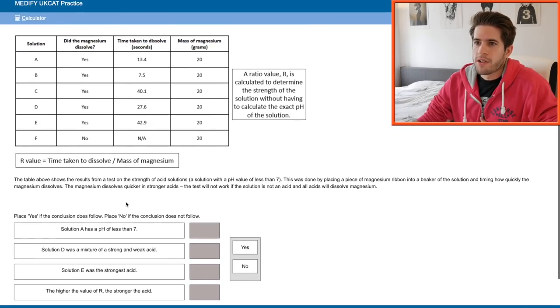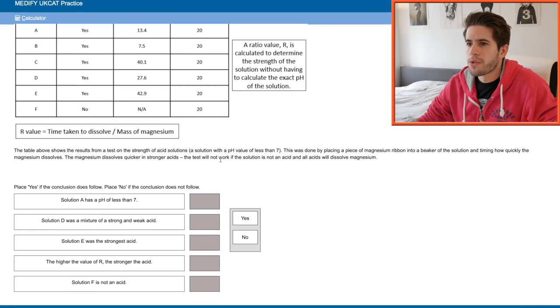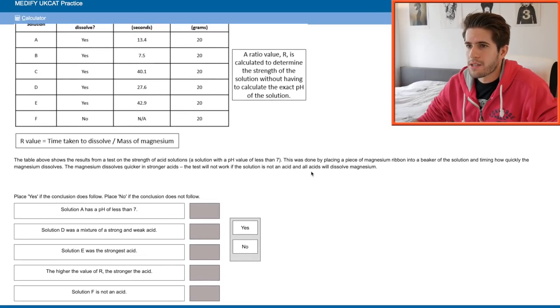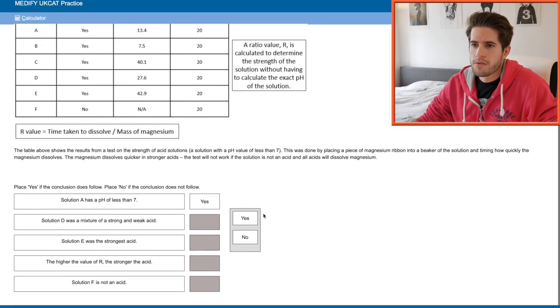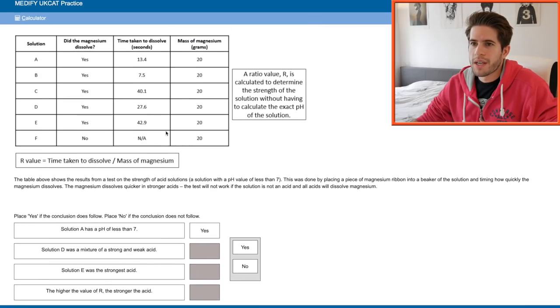Solution A has a pH of less than 7. The test will not work if the solution is not an acid, and all acids will dissolve magnesium. Okay, so this is true. Solution D was a mixture of a strong and weak acid.